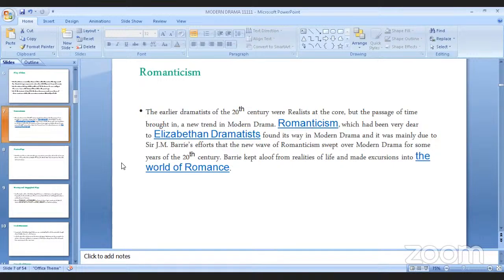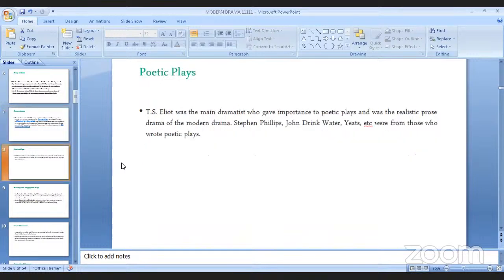Next, moving on to Romanticism. The earlier dramatists of the 20th century were realistic at the core, but the passage of time brought in a new trend in modern drama. Romanticism, which had been very dear to Elizabethan dramatists, found its way into modern drama, and it was mainly due to Sir J.M. Barrie's efforts that the new wave of Romanticism swept over modern drama for some years of the 20th century. Now, Barrie kept aloof from the realities of life and made excursions into the world of romance.